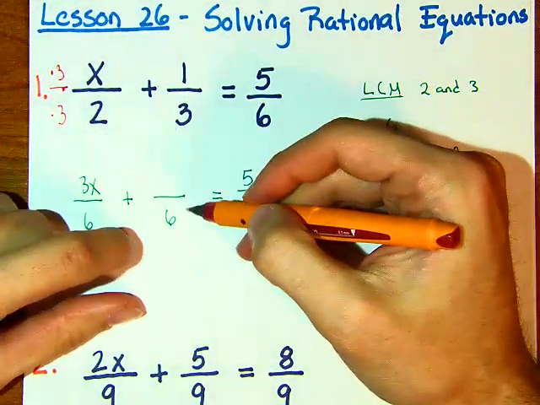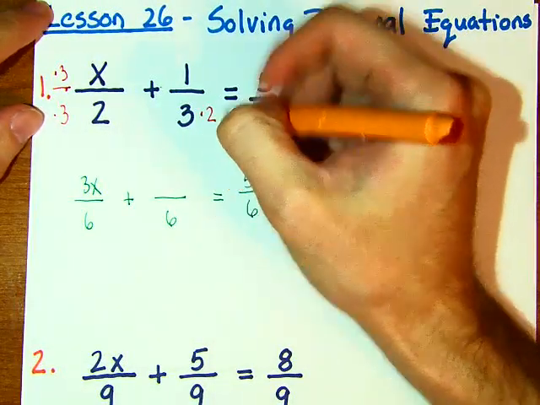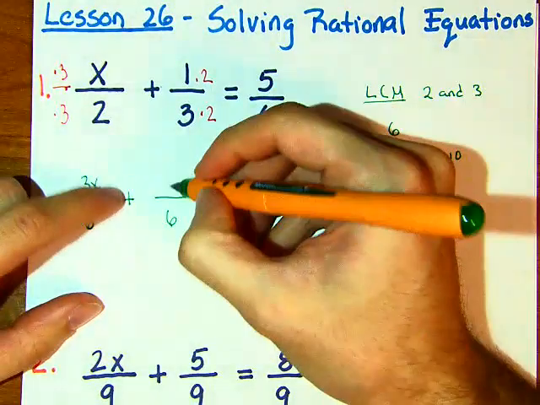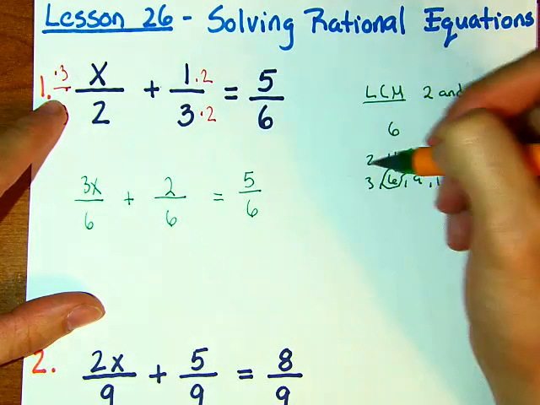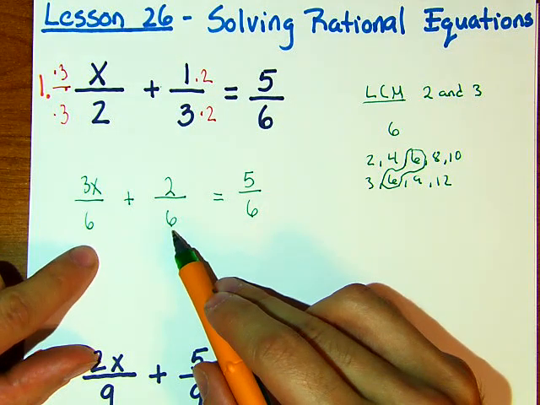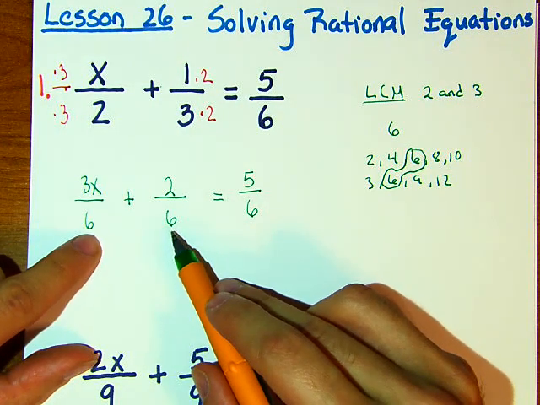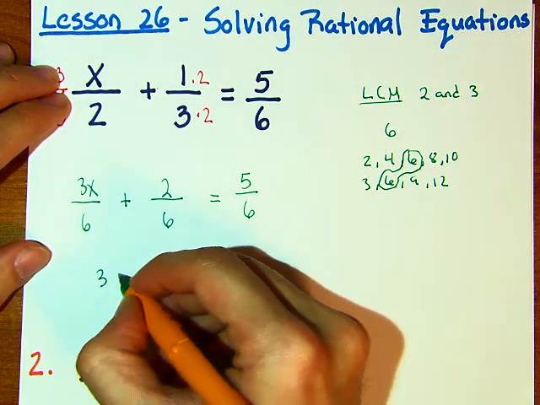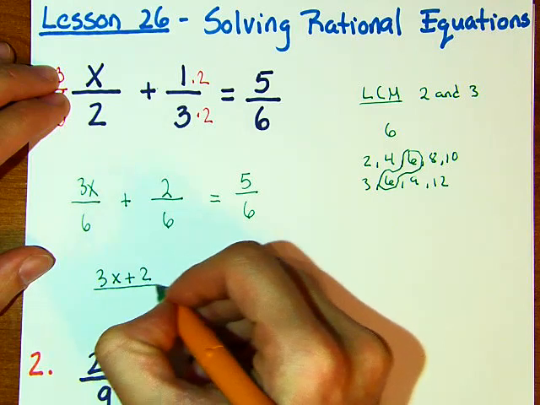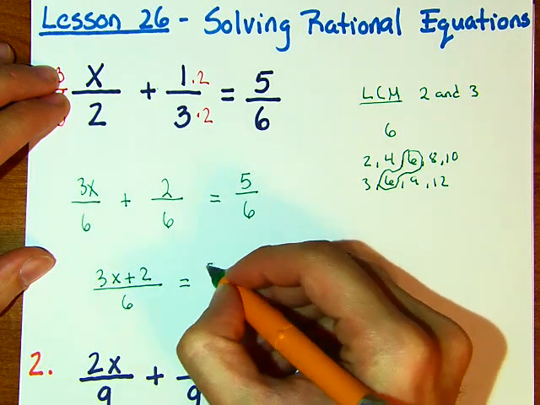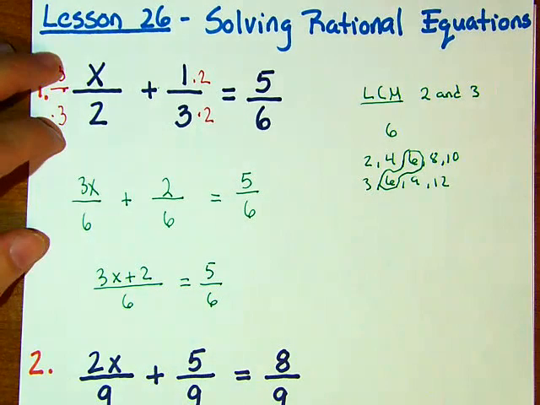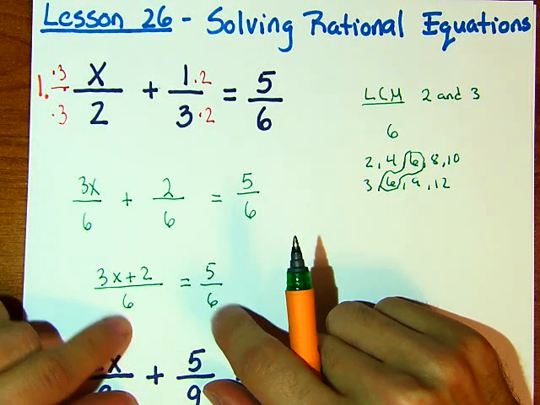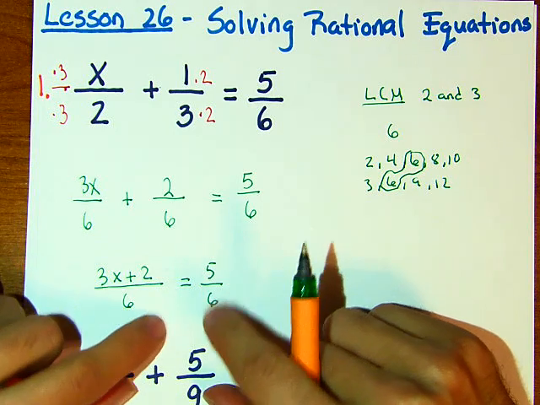And then what happens here? How do you go from 3 to 6? This is times 2, and then this has to be times 2. So now you have 2 on top, because 1 times 2 is 2. And now look, we successfully have the same denominator. Now we can combine these two fractions, right? So now we have 3x plus 2 all over 6 is equal to 5 over 6. Okay. Now, what happened here? We have 3x plus 2 over 6 is equal to 5 over 6.